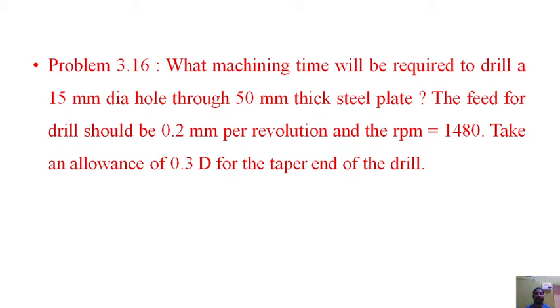The feed for drill should be 0.2 millimeter per revolution. So you have to convert it into centimeter per revolution. That will become 0.02 centimeter per revolution, and RPM is given as constant. So no need to find out the RPM here, it is directly given. Cutting speed is also not required because the cutting speed is required only to find out the RPM. So here RPM is directly given, no cutting speed is given.